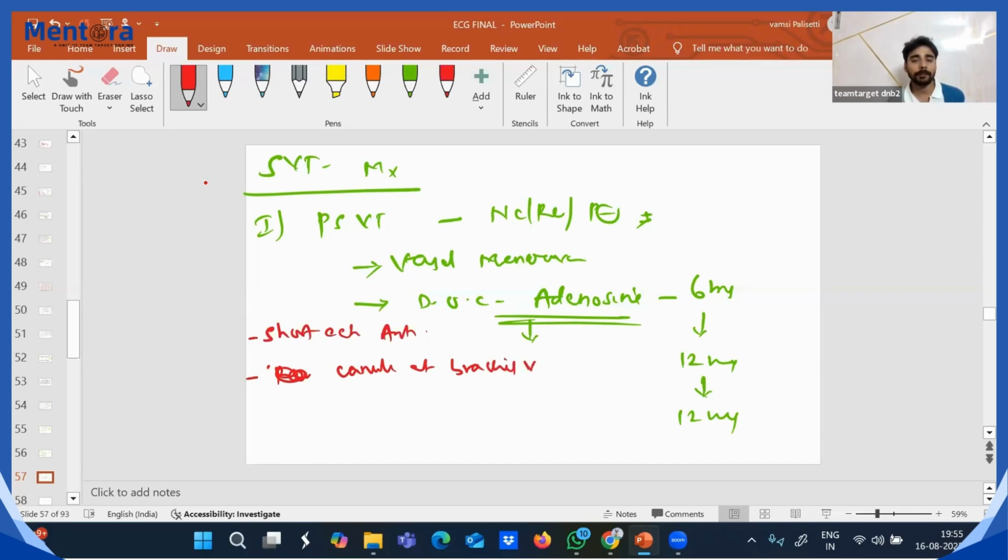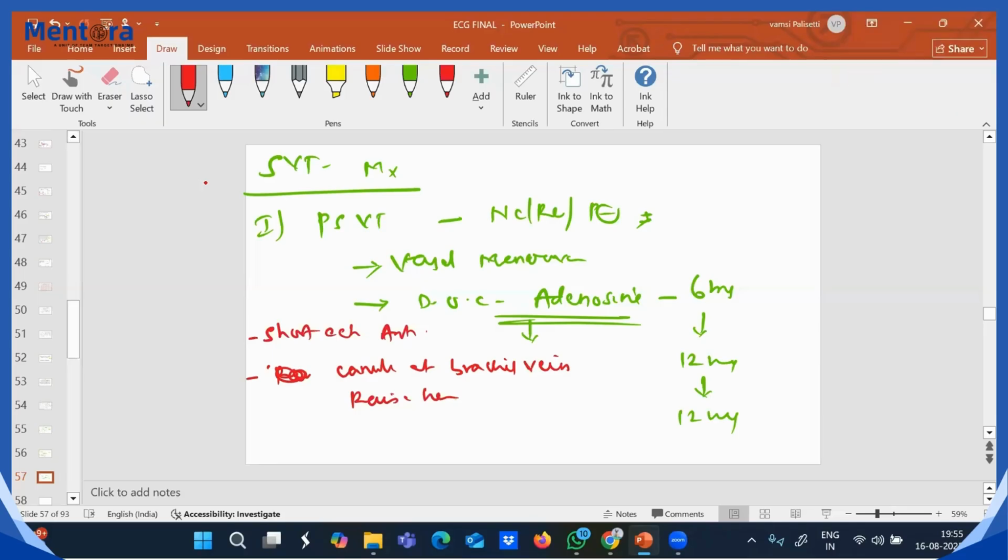Cannula at the brachial vein. Then you have to raise the hand. You have to flush immediately. Give adenosine, flush, and raise the hand to the heart level. This is the way you have to give adenosine.